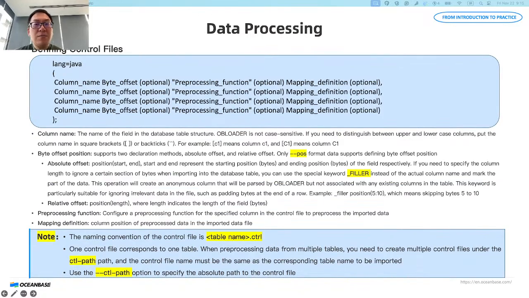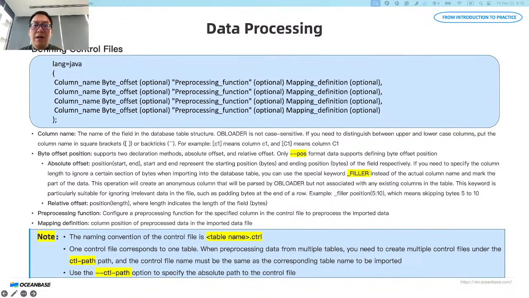Next, let's talk about data processing. Data processing refers to the straightforward handling of data using control files during import or export operations. Here, we need to define a control file. The following is the format of the control file, which includes column name, byte offset, pre-processing functions, and mapping definitions. The byte offset position supports two declaration methods, absolute offset and relative offset.